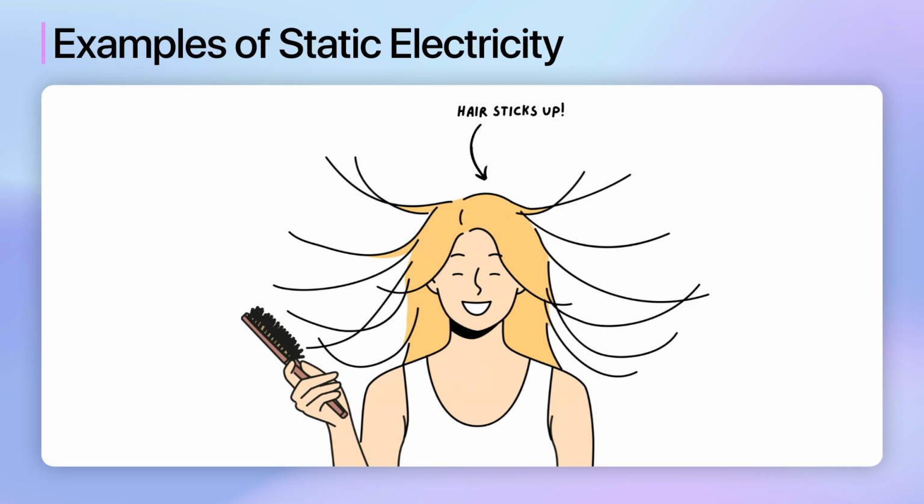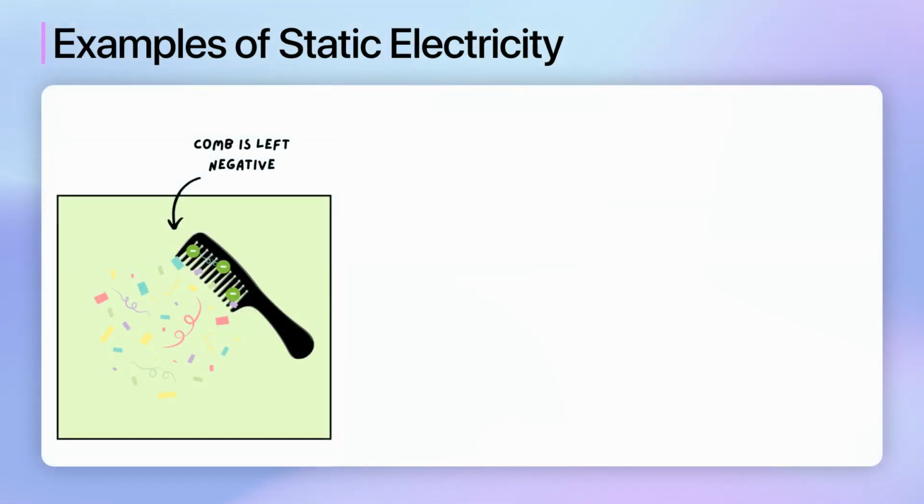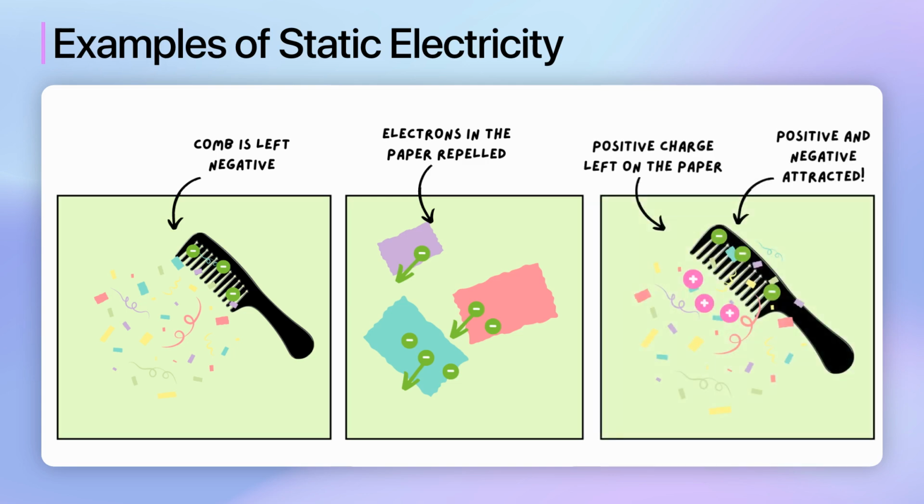Now that we've seen how static electricity can make your hair stand up, let's explore another fascinating effect: how a charged comb can attract small pieces of paper. We've seen how when you rub a comb through your hair, electrons are transferred from your hair to the comb, and consequently, how the comb acquires a negative charge. Now, if you bring this negatively charged comb near small pieces of paper, the electrons in the paper are repelled and move to the side of the paper farthest from the comb. This movement leaves a temporary positive charge on the side of the paper closest to the comb.